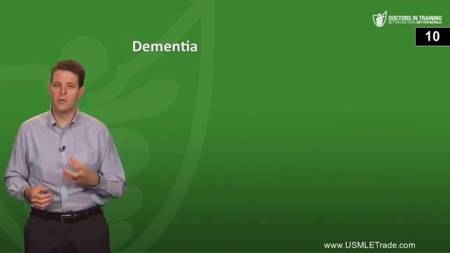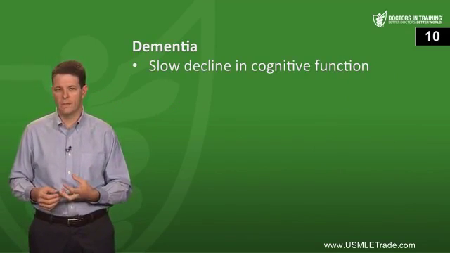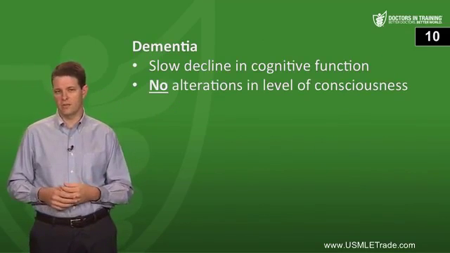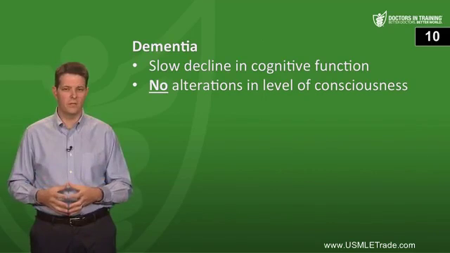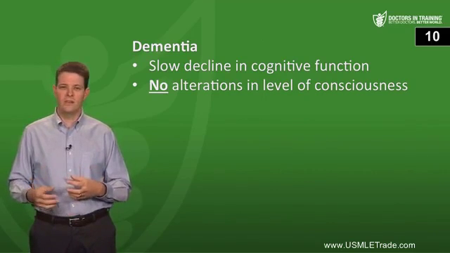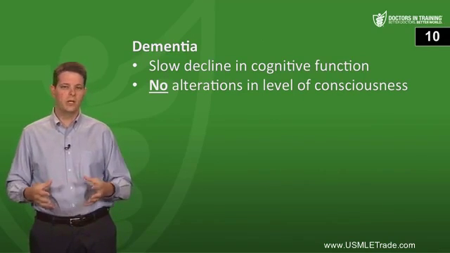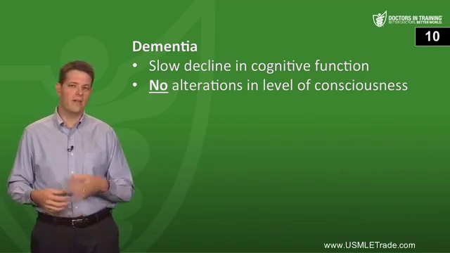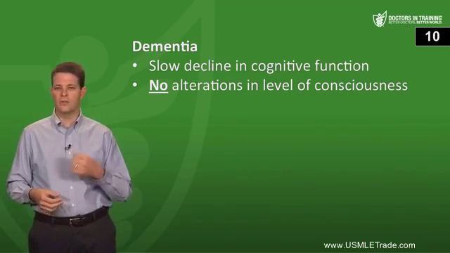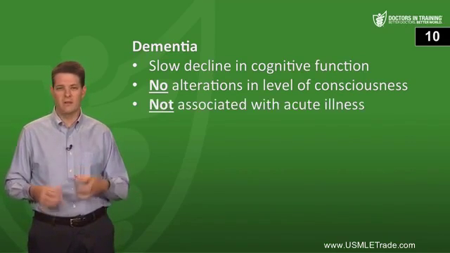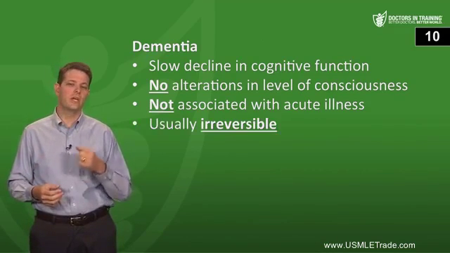Now contrast that with dementia. Dementia is characterized by a slow decline in cognitive function with no alterations in level of consciousness. These patients are alert, they're conscious, they just have loss of cognitive function. And instead of an acute onset, this is a slow, gradual onset and a gradual decline. Dementia can be caused by Alzheimer's disease or vascular disease or a handful of other chronic diseases like dementia with Lewy bodies or frontotemporal dementia or even HIV, but it's not associated with an acute illness. And also dementia is usually irreversible.